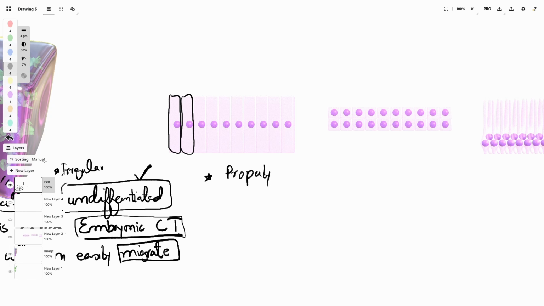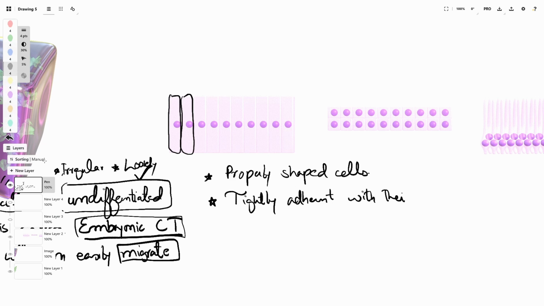In case of epithelium, it consists of properly shaped cells. Here we said that mesenchymal cells are loosely interspersed in a ground substance, but here they are tightly packed together. They are tightly adherent with their neighbors. Even they have certain proteinaceous connections with their neighbors. These are tight junctions, zonula adherens, and other details we will talk about in histology. So these are not loosely arranged, these are properly shaped.